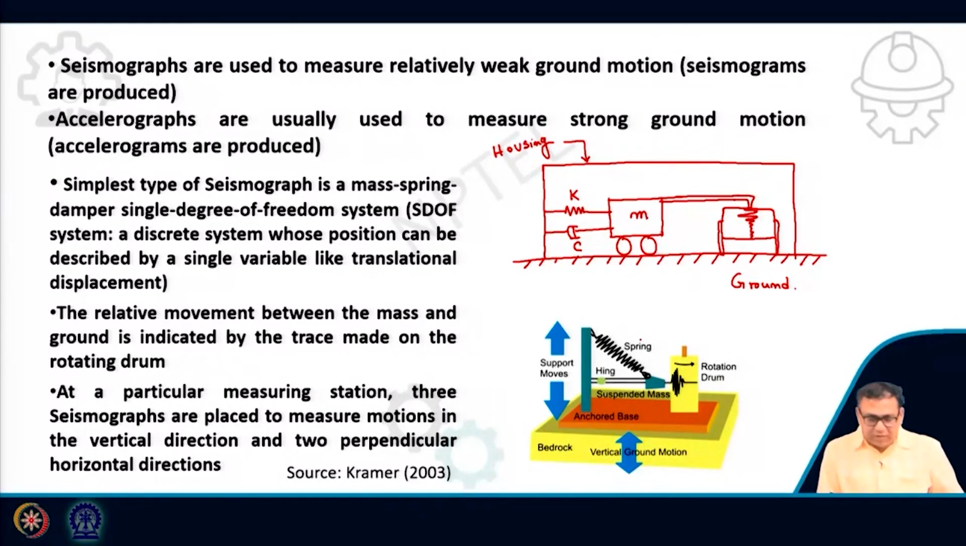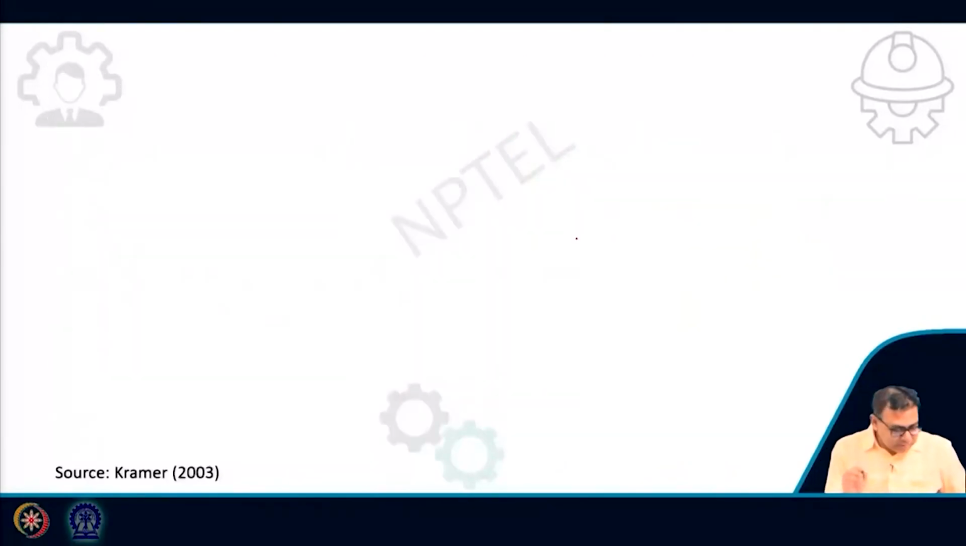Now this is a spring mass and damper system, and this is also a single degree of freedom system. So let's write the equation of motion. Now the equation of motion, subject to external loading.